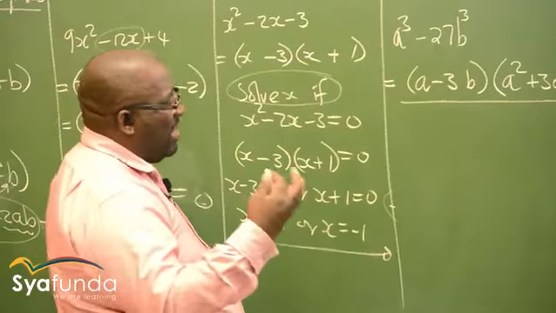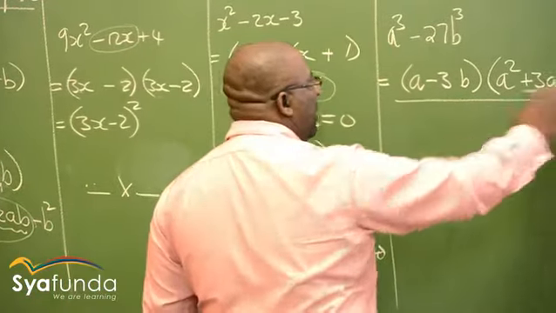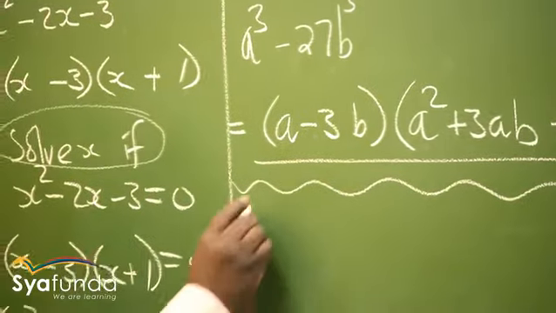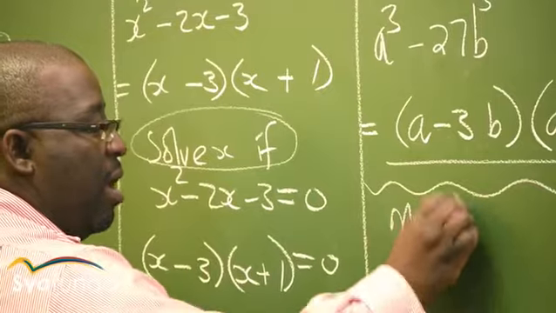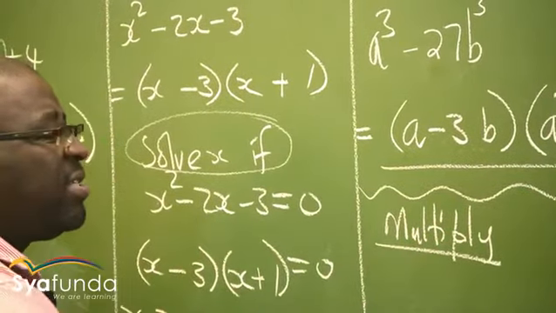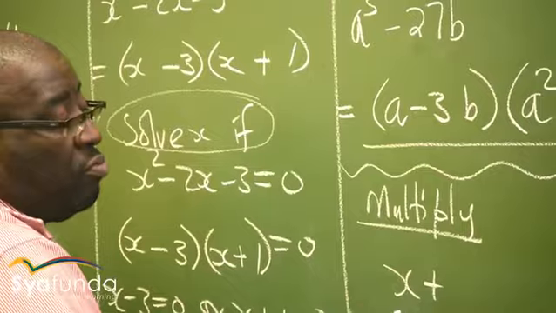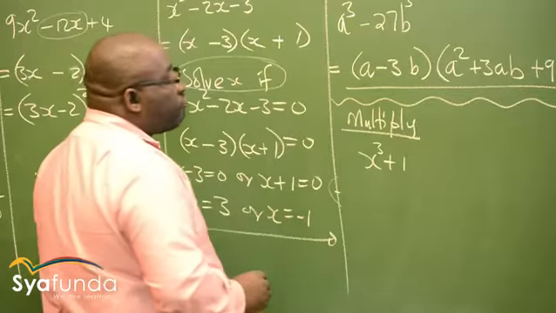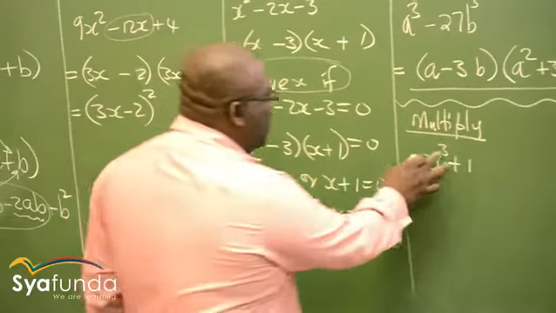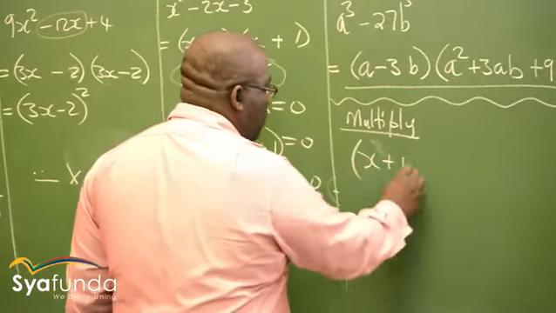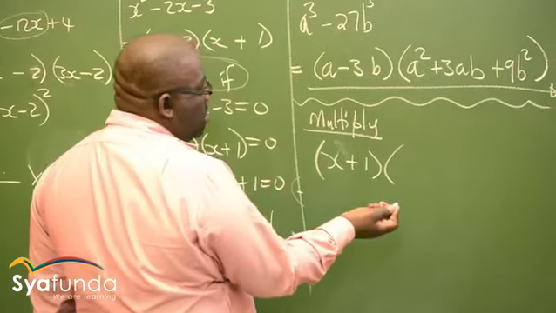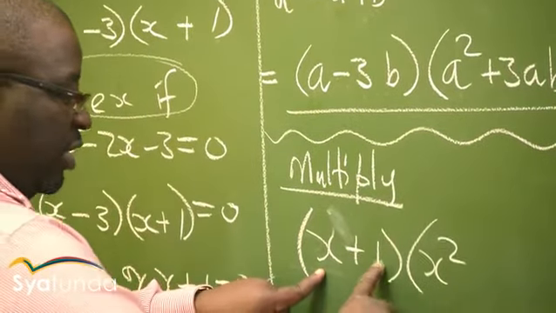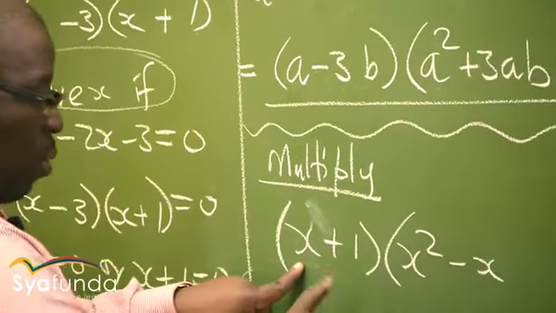How do you get that one? Look here. Let me just take x plus 1, into x squared. X times x is x squared, x times 1 is x, change sign, it's minus x. 1 times 1 is plus 1. Let me take this expression and multiply it and see if I am going to get the sum of 2 cubes.